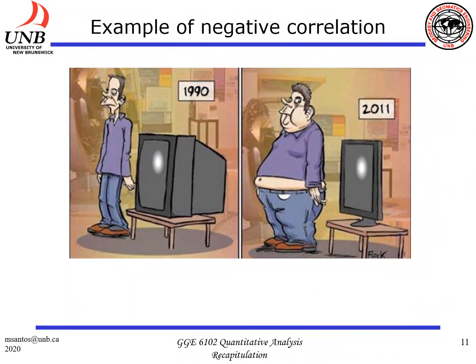Here is a very interesting and funny diagram showing a correlation. It's just for fun. In the 1990s, the TV was very large and the guy was small. And now, in 2011, when I got this image, it is the opposite. So that would be a negative correlation.